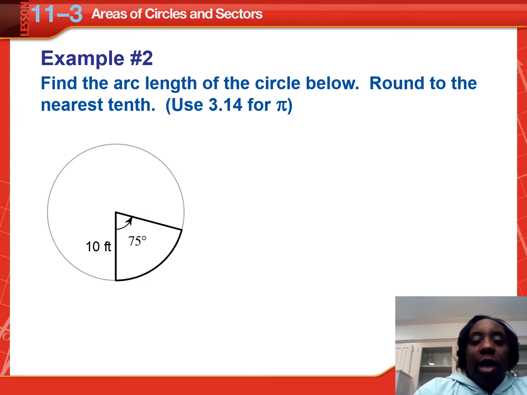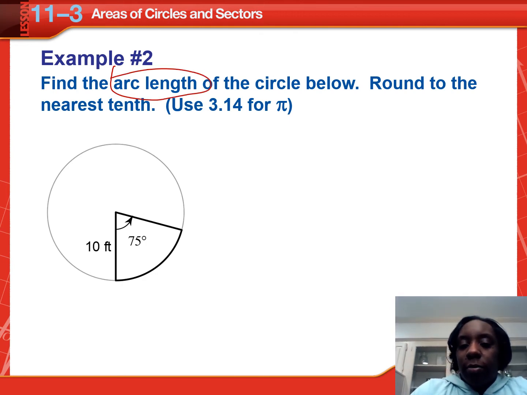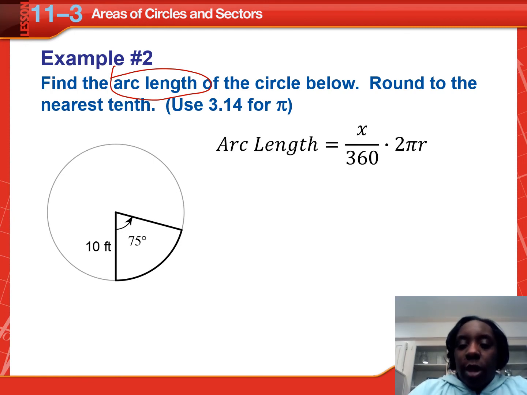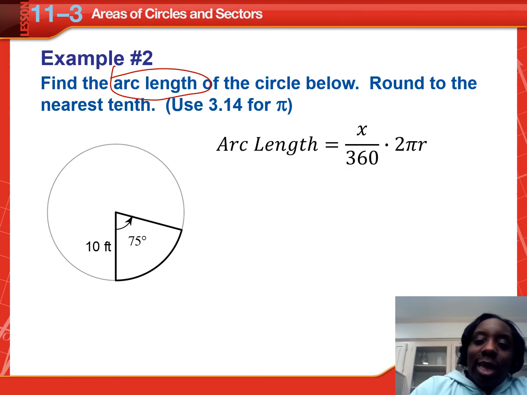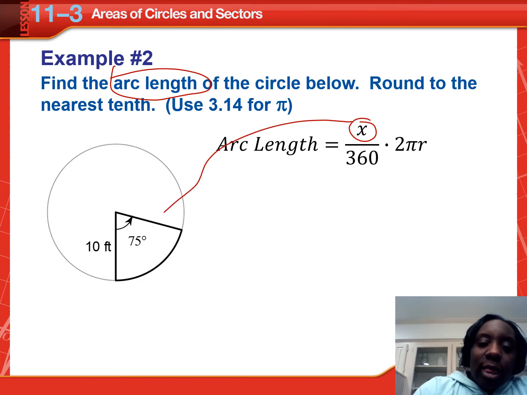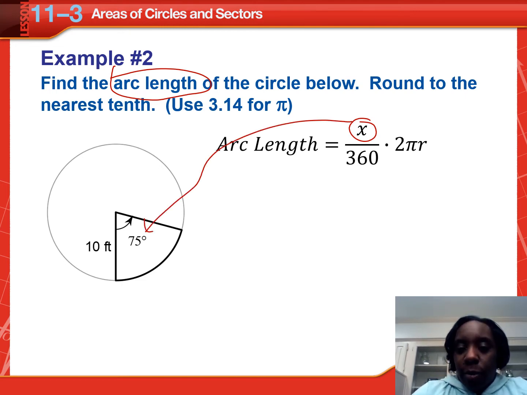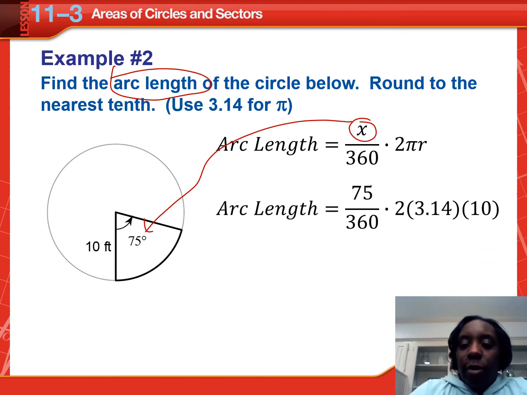It says again, find the arc length. So we need to find the arc length of that circle. So first thing, we need the formula. And again, that x is the 75. Okay? So since that x is the 75, we're going to put 75 right there.